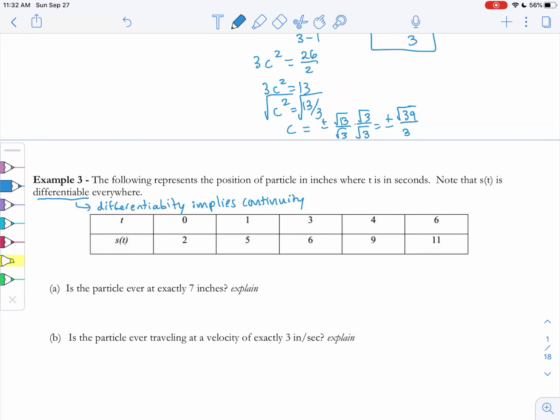So part A, is the particle ever exactly 7 inches? It's continuous. If I look at my y values, which represent the position of the particle in inches, we see that sometime between time t equals 3 and 4 seconds it goes from 6 to 9. So 7 being between those two values, we're guaranteed that it will pass through 7 as a position. So how do we know that? You might recall a theorem. At this point, if you can type in the theorem and let me know, or select from the theorems that you see in the multiple choice there.